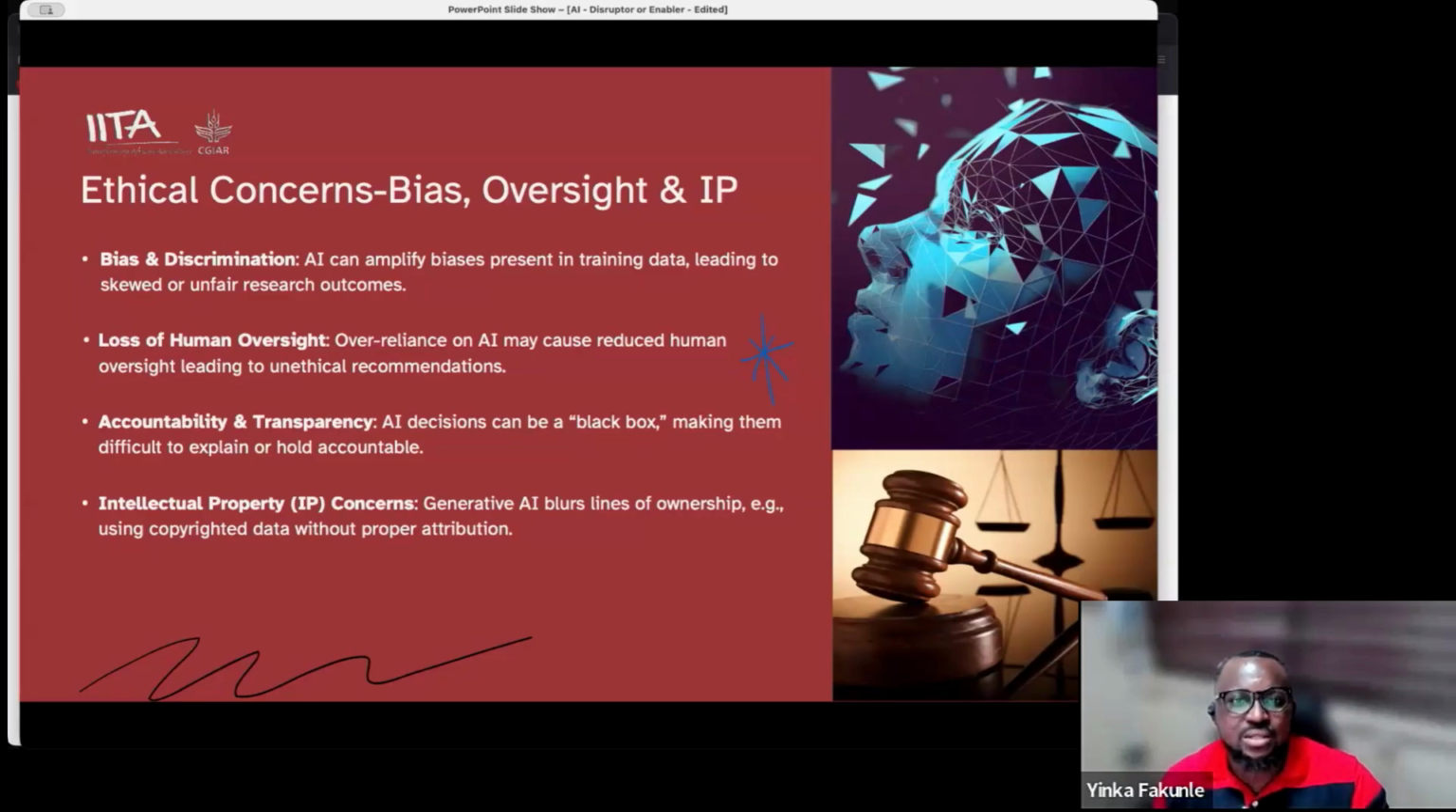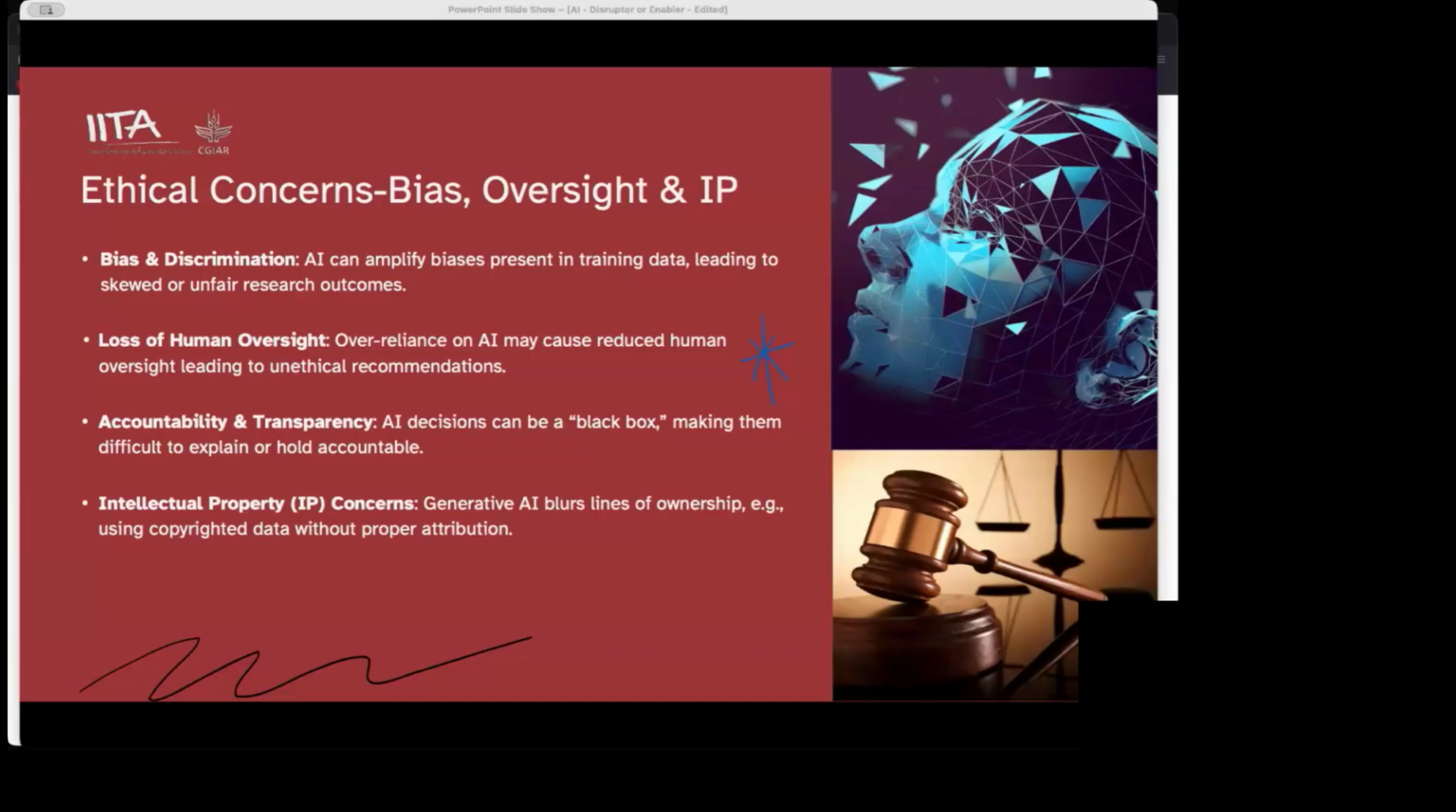So AI can unintentionally amplify biases that are present in training data. If an AI is trained on historical data that contains bias, for example, it may reproduce or even worsen that bias. Let me give you an example.